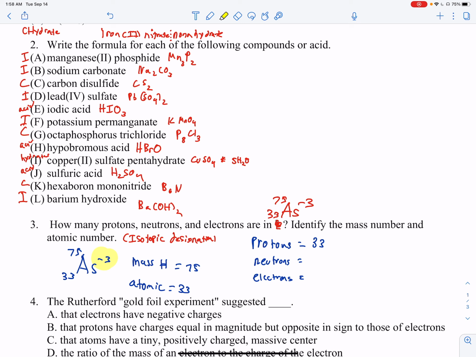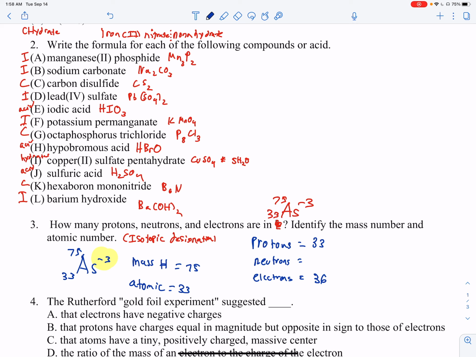Now notice that the -3 charge is very important. That tells me it's not a neutral isotope. It's not in its neutral state. It has a -3 charge. A minus charge indicates I have too many electrons, so the protons and the electrons are not balanced. There are too many electrons if it's negatively charged. So in this case, the number of protons and electrons are not equal because it has a -3 charge. Because it has a -3, it means it has 3 more electrons than it does protons. So in this case, there are 36 electrons. I just added 3 to 33.